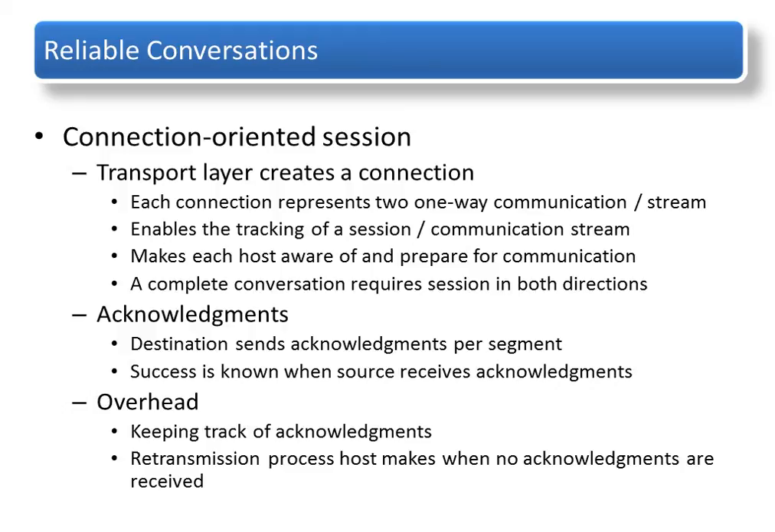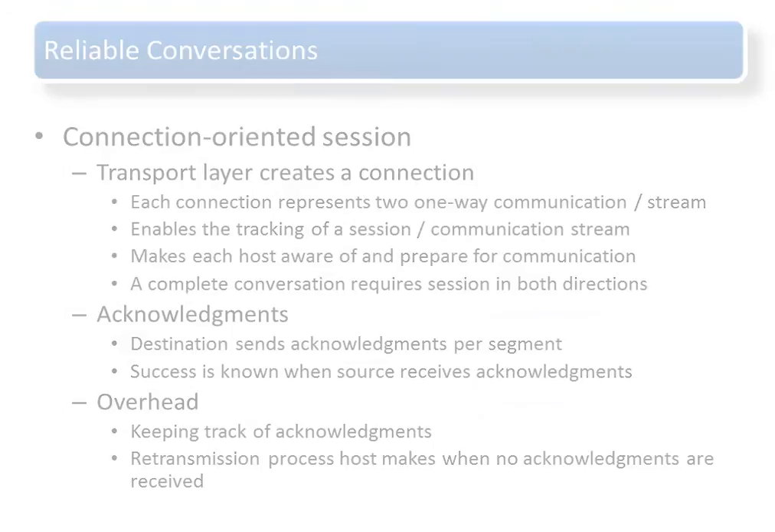Using numbering and sequencing, a host is able to detect missing acknowledgments and retransmit accordingly. To prevent a host from being overwhelmed with segments, TCP implements a technique known as flow control. We will discuss flow control in another screencast.